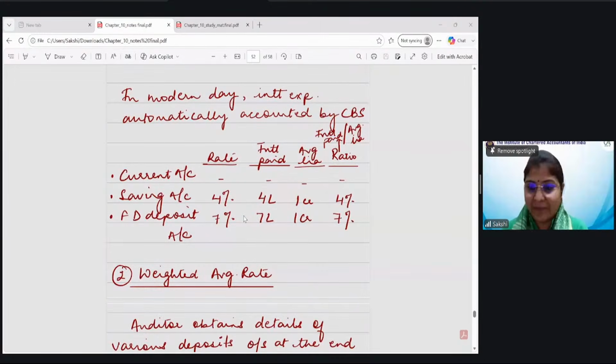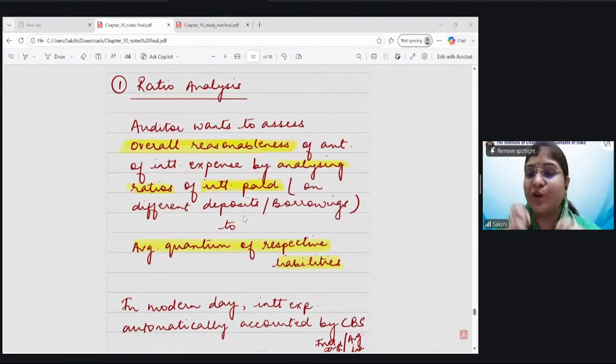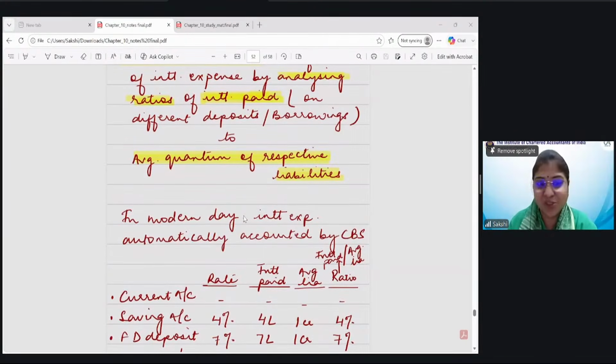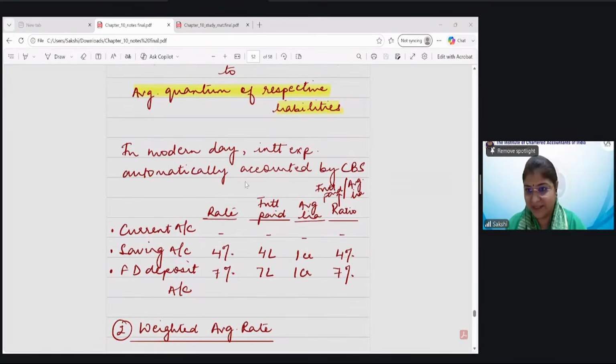But nowadays, because of your CBS system, these interests are automatically accounted, but still you can check them using these methods. So the auditor wants to assess the overall reasonableness of the amount of interest paid by analyzing the ratio of interest paid to the quantum of respective liabilities. As an auditor, you take interest paid divided by the average liability, get the ratio, and compare it with the rate. But in modern days, interest expense is automatically accounted by the CBS system.